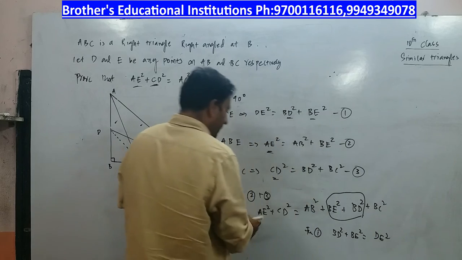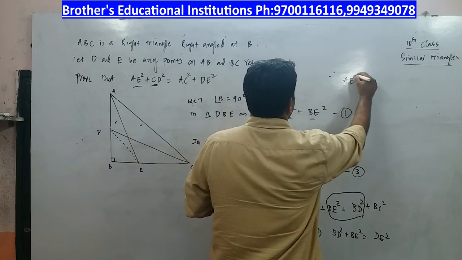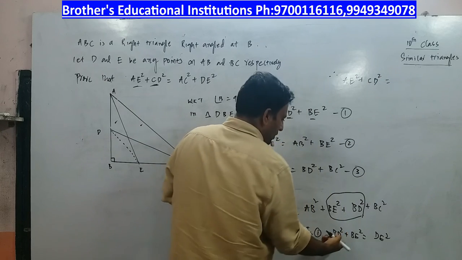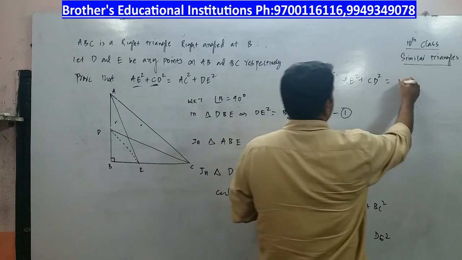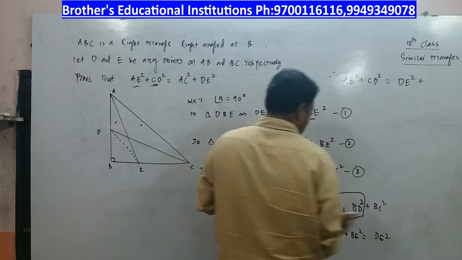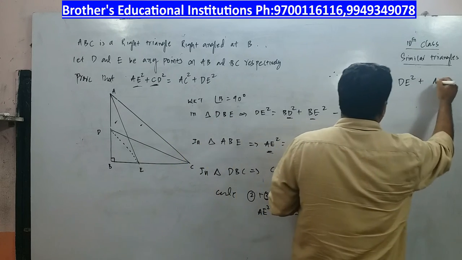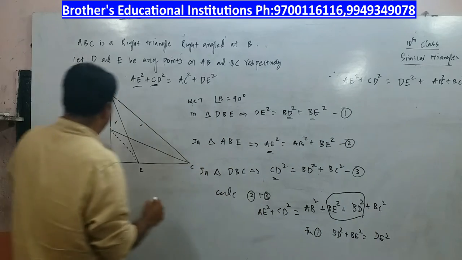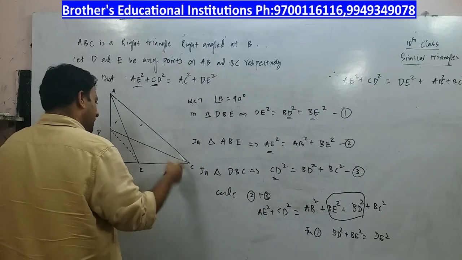So what will I write? Therefore, AE square plus CD square is equal to, what do you get? This is DE square plus leftover is what? AB square plus BC square. AB square plus BC square. Now that also I have to handle. Where is AB? This is AB. Where is BC? This is BC.